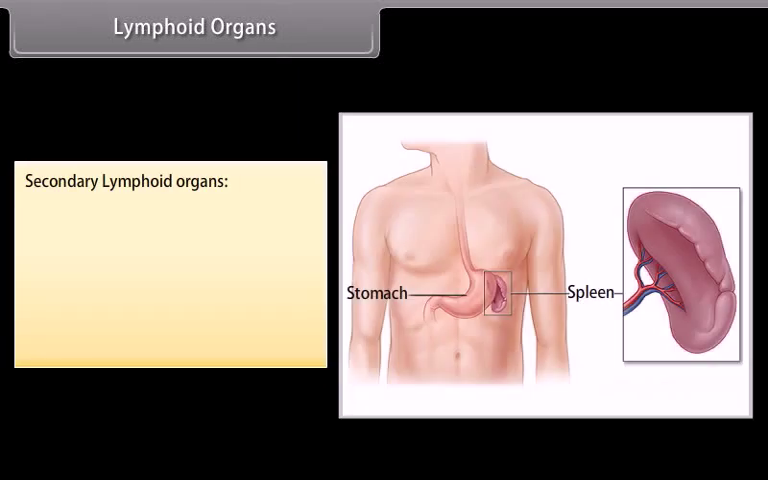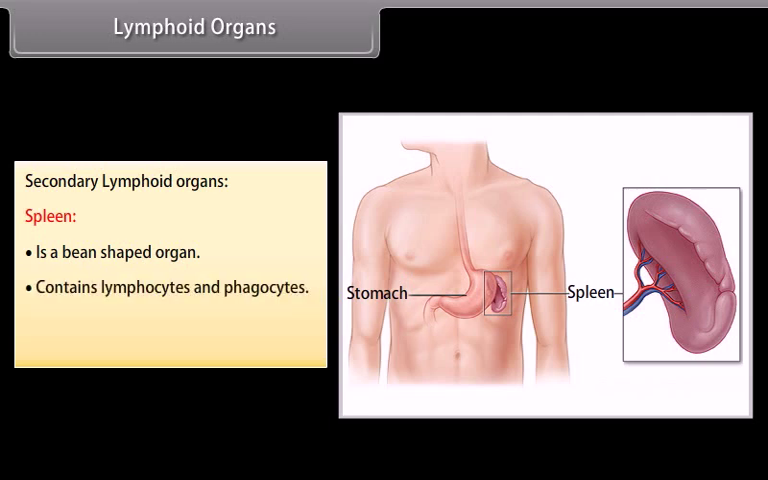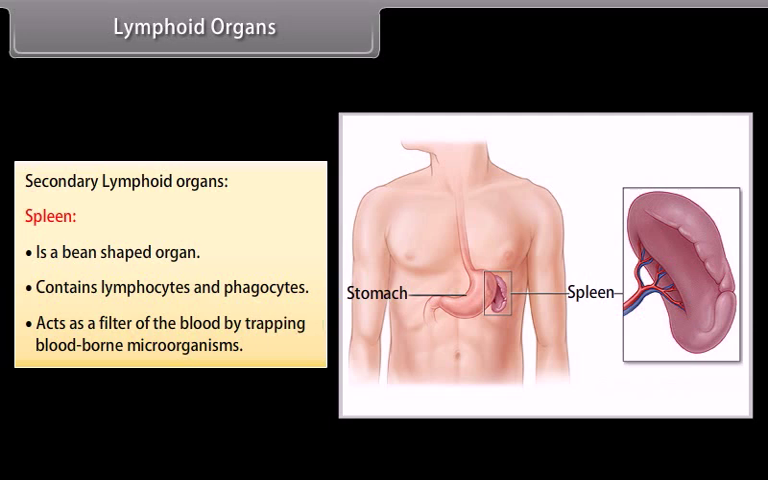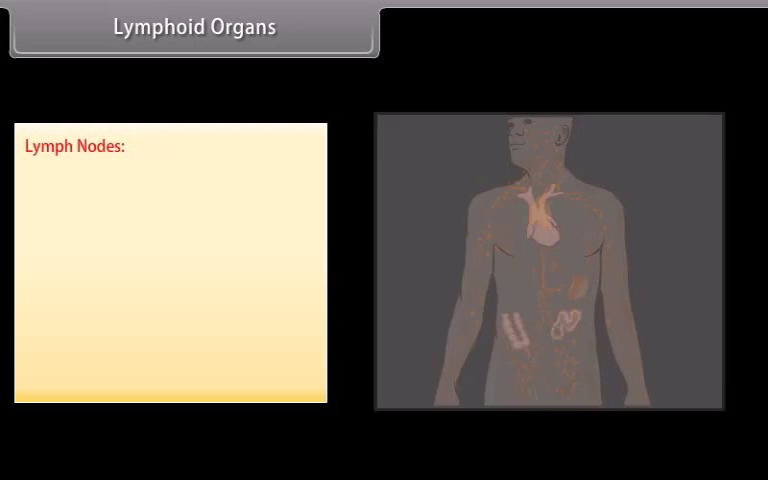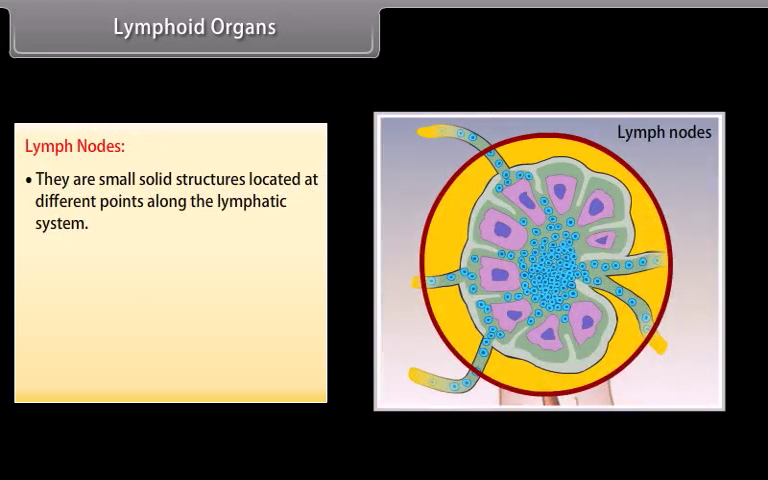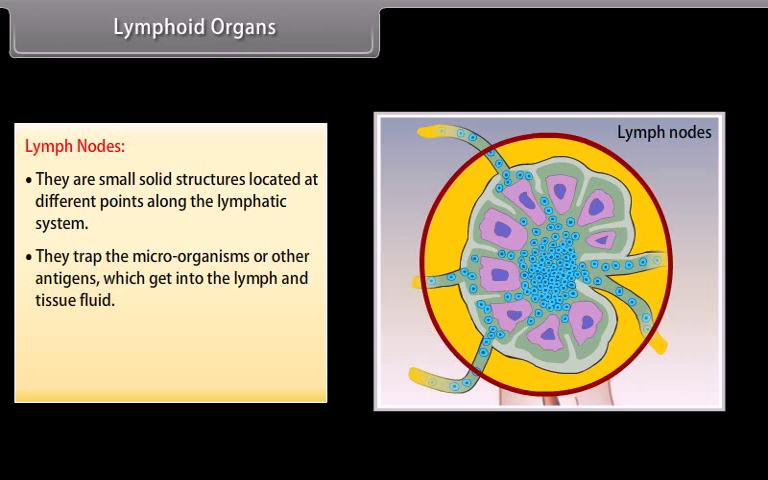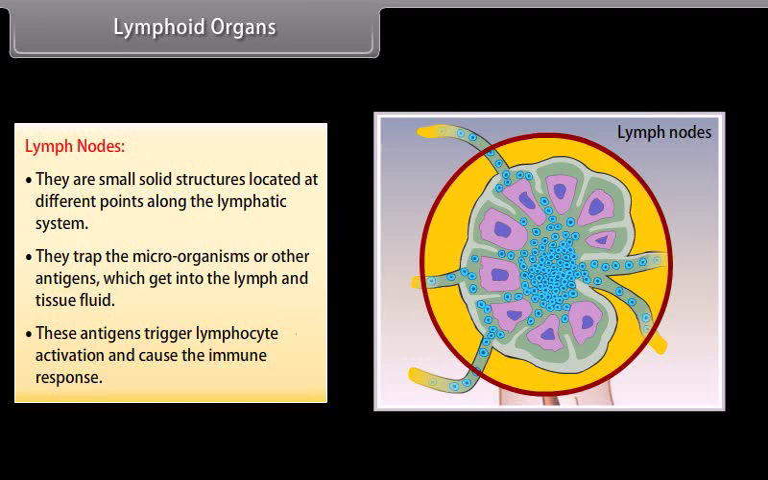Secondary lymphoid organs. The spleen is a bean-shaped organ that contains lymphocytes and phagocytes and acts as a filter of the blood by trapping blood-borne microorganisms. Lymph nodes are small solid structures located at different points along the lymphatic system. They trap the microorganisms or other antigens which get into the lymph and tissue fluid. These antigens trigger lymphocyte activation and cause the immune response.